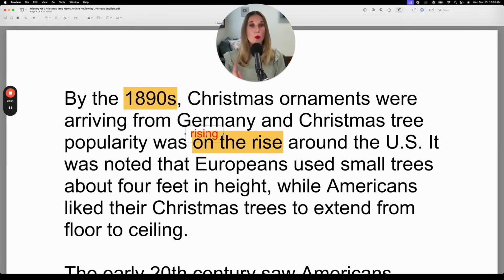Now we use rising and not raising, because there is no object. The action is being done to the noun. The popularity was rising, on the rise around the US.